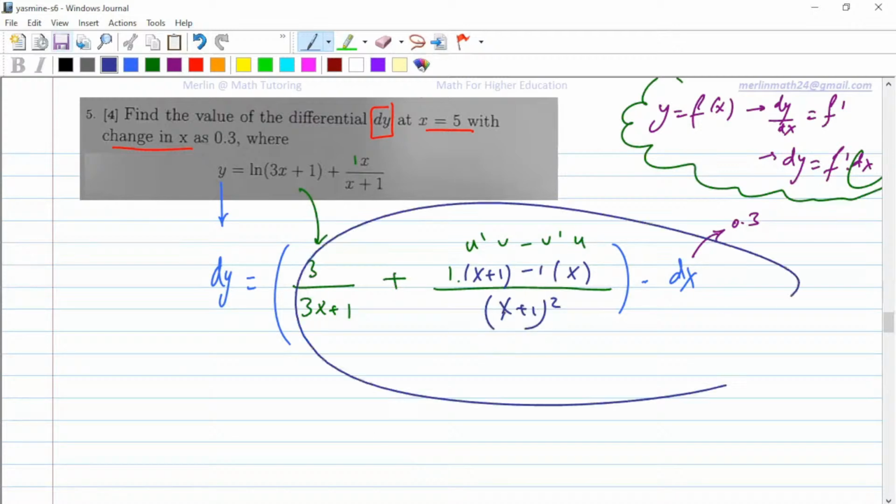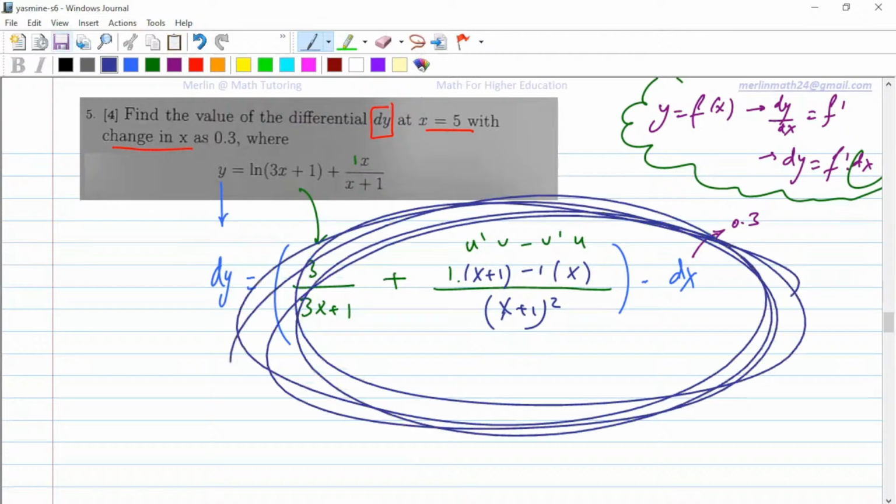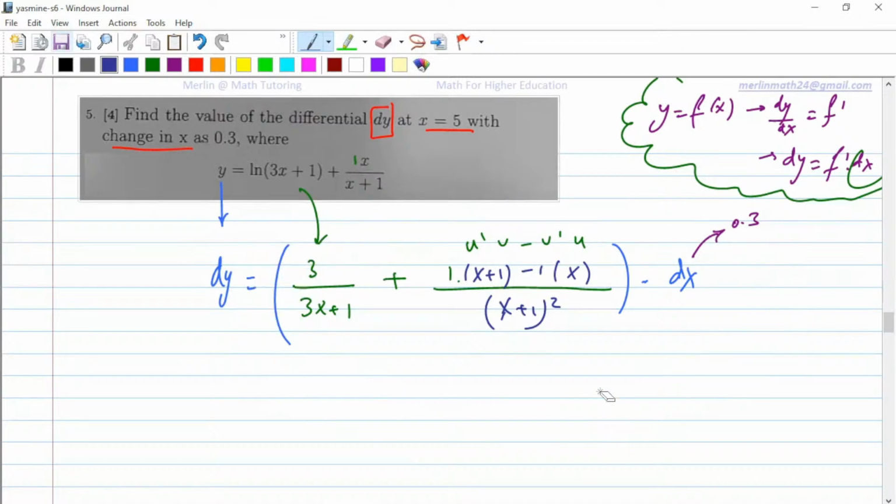Those should be all in numbers because how much is x? How much? It's 0.3. No, this is change in x. Change in x we did. Yeah, x is 5. So you replace. No need to do any stuff right here. No need to touch it. Just replace x with 5 right away. Replace and you get your answer.